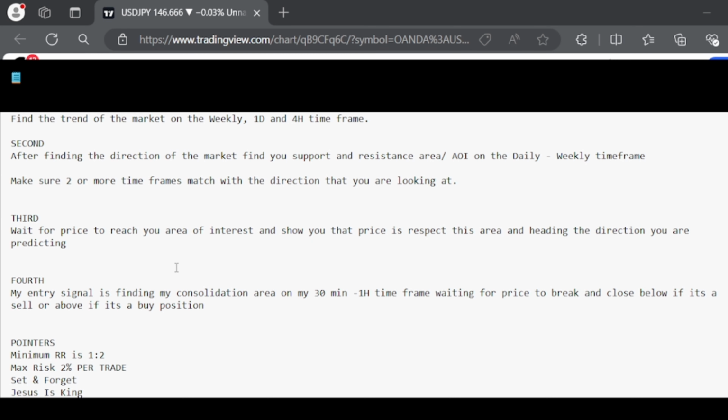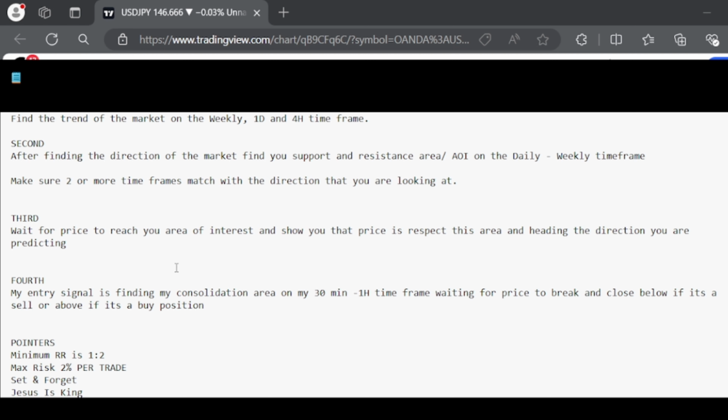Third, we will wait for price to reach an area of interest and show us that price respects this area and heads in the direction you're predicting. Once price reaches your AOI, your area of interest, your support and your resistance, you have to wait for the clear indication that price is respecting this area before you just go ahead and take this trade. So let's say price reaches my resistance area. As soon as price reaches my resistance, you shouldn't automatically take a sell position. You should now say in your head, okay, boom, price reached my AOI, my support or my resistance. All AOI means is area of interest.